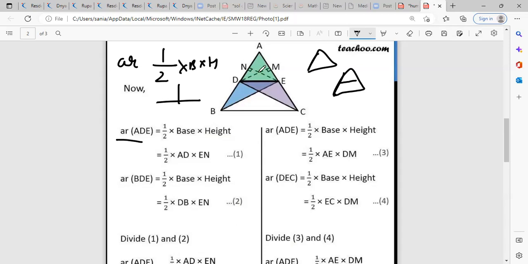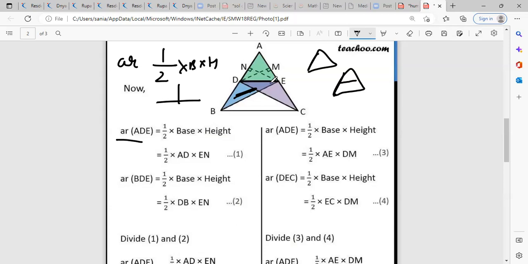And what will be the height? This will be the height. The perpendicular will be the height itself. Clear? So you took it like this, that in triangle ADE, this is the first situation. Then which triangle will you take? You will take this triangle, BDE. Over here, what will you take? DB, this is your base. And what is your height? EN is your height.